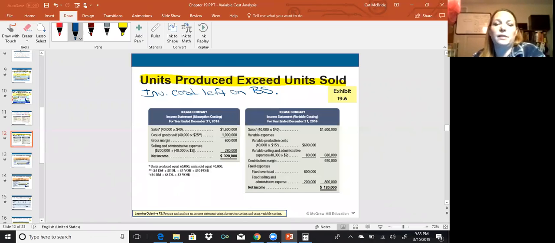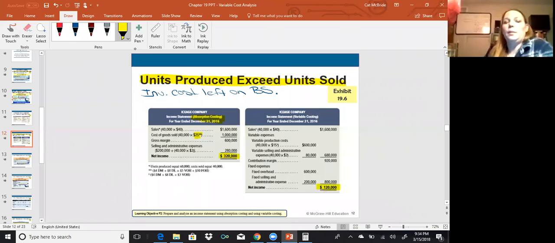So here's what happens side by side for the two. This one is absorption costing, the way we're used to it. So we have our sales, same thing, 40,000 times $40. Our cost of goods sold is the $25 a unit because that includes all of both the fixed and variable overhead. And for our net income, we end up with 320,000. Here, we end up with net income of 120,000.